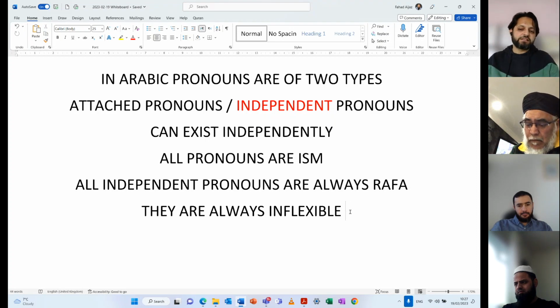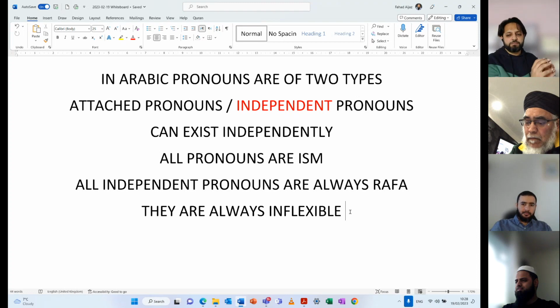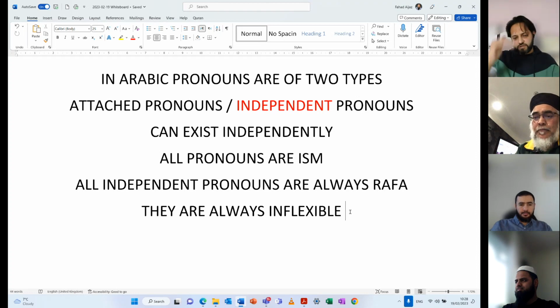So they don't reflect their status by showing the ending sound or ending combination. They just have one form. They always look like that form. And you just know that this form is the independent pronoun, and this independent pronoun is always rafa. That's how it is. And when we do those pronouns, then you will have a better understanding, inshallah. Okay?